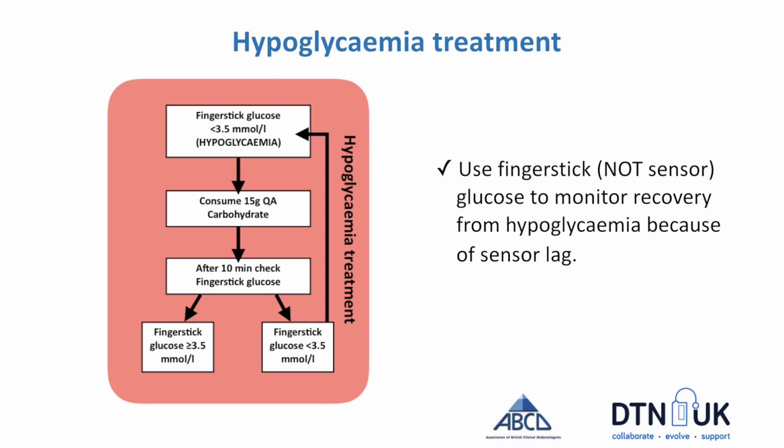And the reason for that is that the sensor lags behind your blood glucose. So your sensor glucose will still be falling even when your blood glucose is rising. So if you use sensor glucose to monitor your recovery, you're likely to overtreat your hypoglycemia. And one way of avoiding this is when you know you're hypoglycemic, just don't look at the sensor again until you know that you're out of the hypoglycemia using a fingerstick reading.